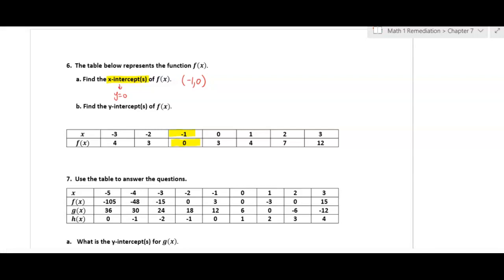Now the y-intercept is always when x is equal to 0. So if I go to my table, I'm going to look for an x value of 0. And what's the output y value? So the y-intercept right here would be x is 0, y is 3. So again, this is your x-intercept. This is your y-intercept.